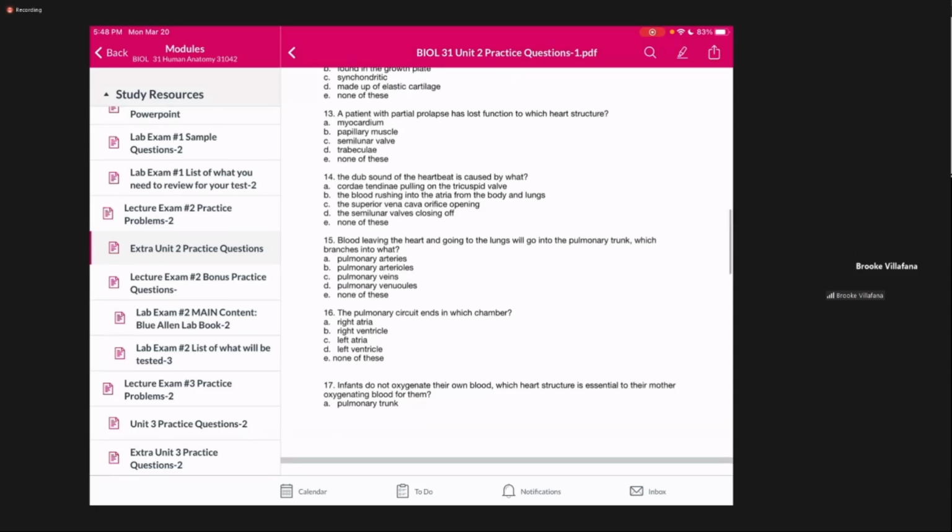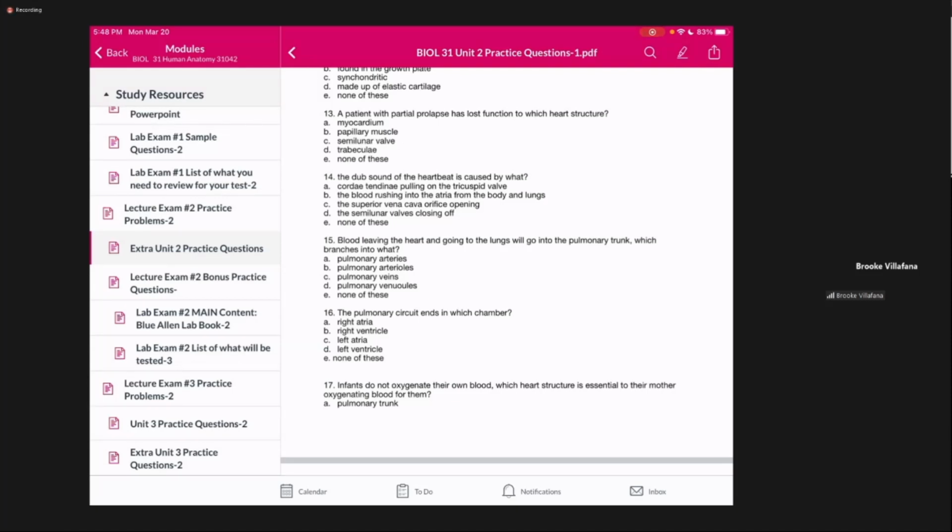All right, back to the heart. 13. A patient with a partial prolapse has lost function to which heart structure? All right, so if you said none of these, that would be correct because we know that prolapse comes from chordae tendineae breaking. So in a patient with a partial prolapse, one of the chordae tendineae has broken, and that's why they have that partial prolapse. Again, a chordae tendineae broke. So we don't see chordae tendineae there. So we're going to choose E, none of these.